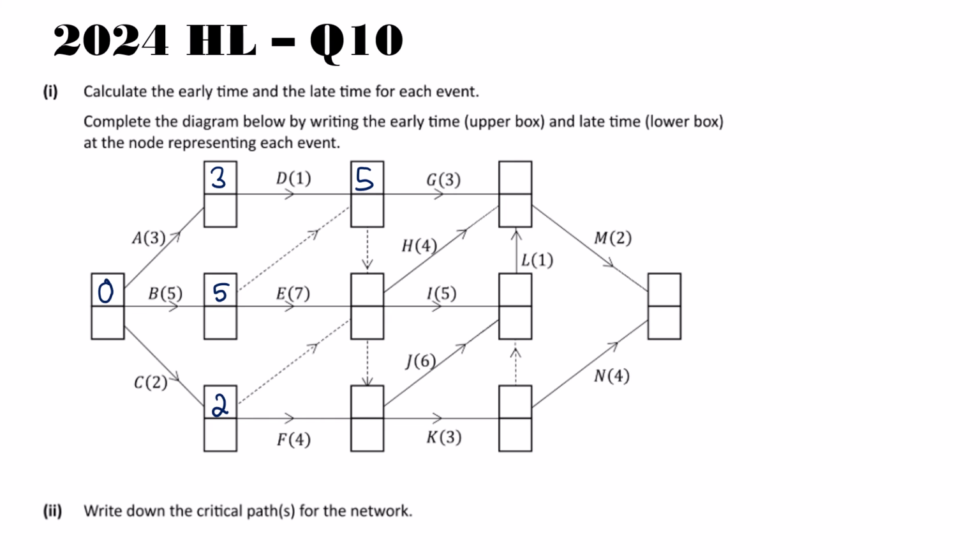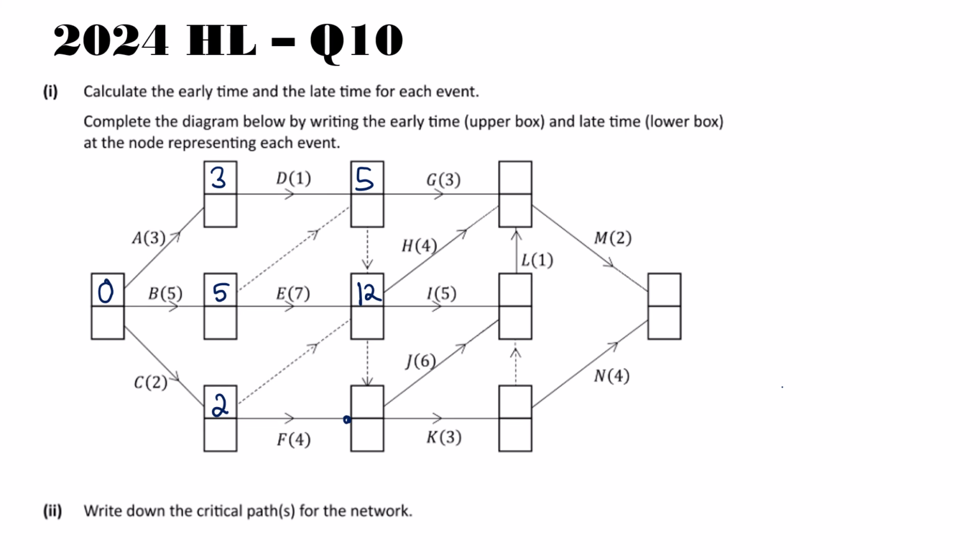Then we'll look at this one next. I actually have 2 activities feeding in here. I have the dummy activity, which is 5, or I have 5 plus 7. And I actually have a third one, which is 2. So I have 5, I have 12, or I have 2. So we're going to put a 12 in there. It's really important that you're spotting all the activities that feed in.